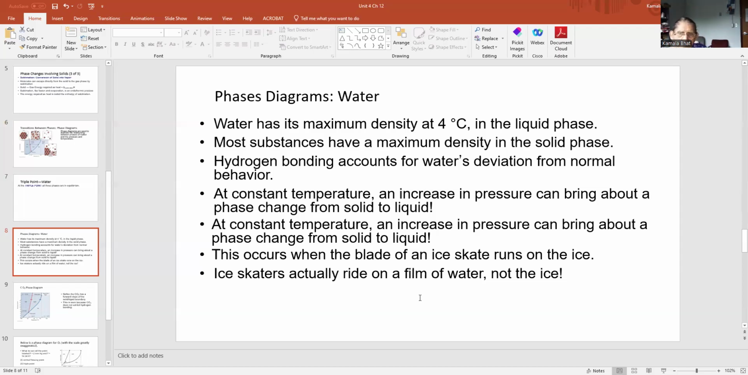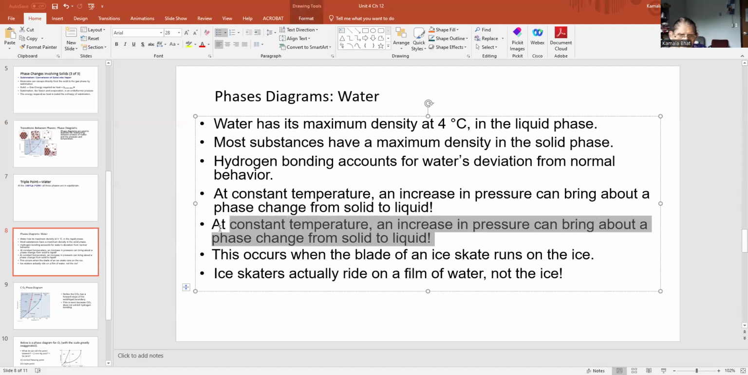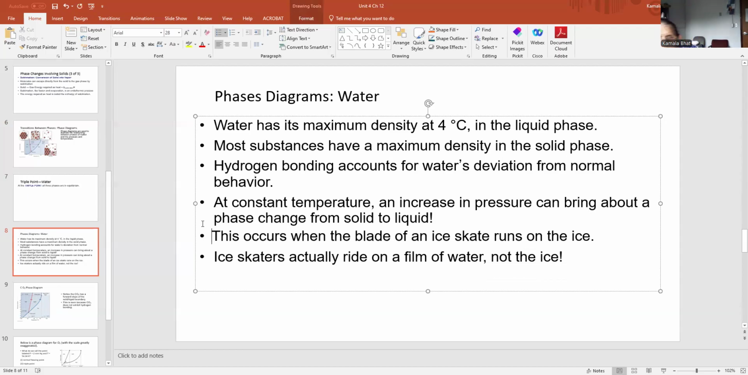That's the same statement repeated twice, so just to make sure that you remember it, but I'm going to delete that line. And we say at constant temperature, an increase in pressure can bring about a phase change from solid to liquid. And this occurs naturally if you're a very good ice skater, because this occurs when the blade of an ice skate runs on the ice. Ice skaters usually ride on a thin film of water, not the ice.